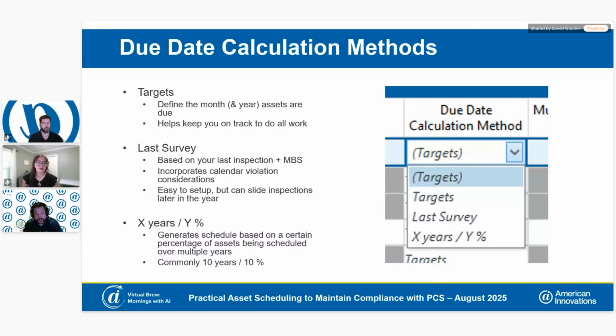The last option here, X years, Y%, is mostly related to isolated services. Commonly, this is a 10-year survey, and I'm going to sample 10% of my assets each year, random sampling, and then after 10 years, I will have them all inspected. And you can change the years and change the percentages. For example, if you wanted to do 11%, you could finish a year early, or you can shrink it down to fewer years or more years.